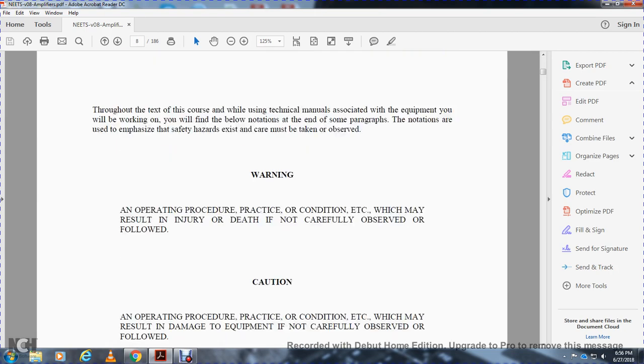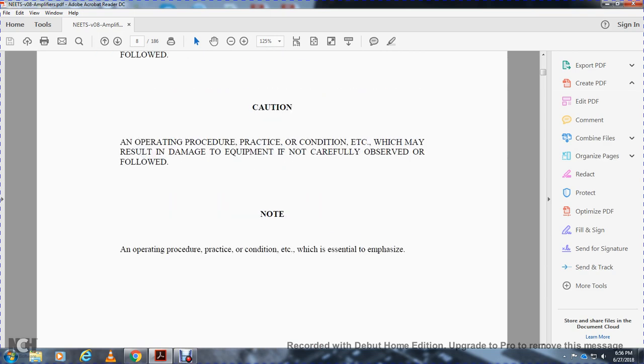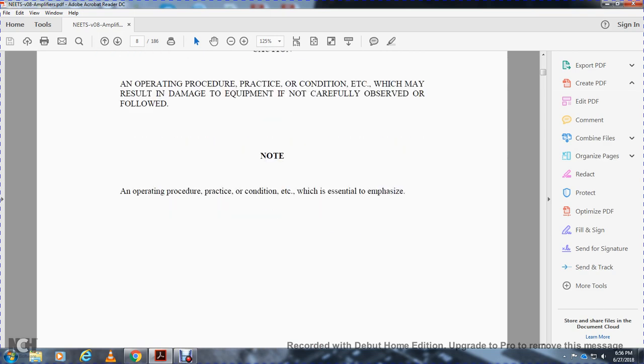Throughout the text of this course, we'll be using the technical manuals associated with the equipment we'll work on. You will find notations at the end of some of the paragraphs. These notations are used to emphasize that safety hazards exist and care must be taken. Warning: an operating procedure, practice, condition, etc., which may result in injury or death if not carefully observed or followed. Caution: an operating procedure, practice, condition, etc., which may result in damaged equipment if not carefully observed or followed. Note: an operating procedure, practice, or condition, etc., which is essential to emphasize.